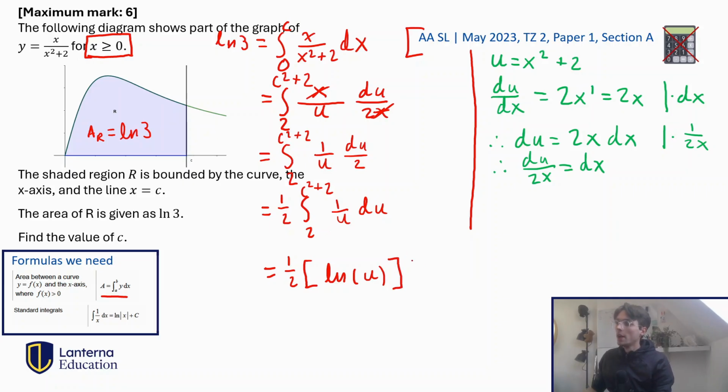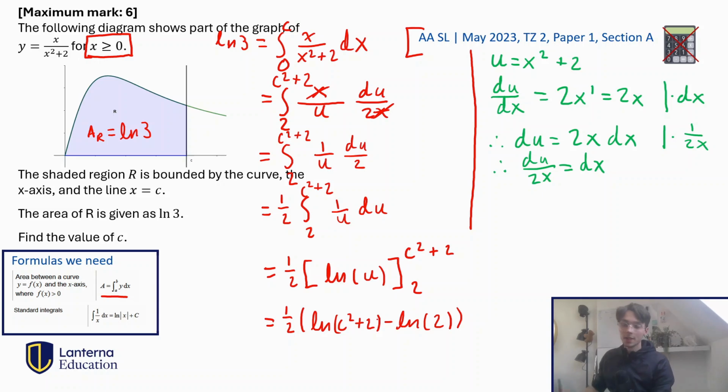Okay, and then we need to write the boundaries, so c squared plus 2 on the top and 2 on the bottom. We don't need to think about the plus c when we're doing a definite integral. Definite integral just means we have a lower and upper bound like we do here. And then we need to put in the top and then say minus the bottom. So I will say 1/2, and then we'll say ln, putting the top in, so that will be c squared plus 2, minus ln 2.